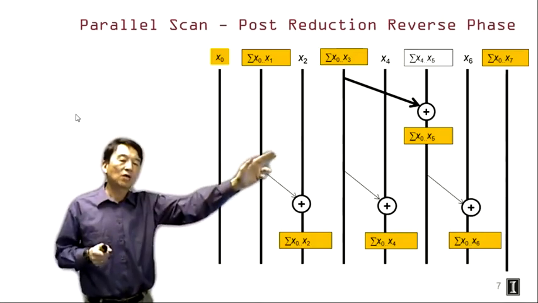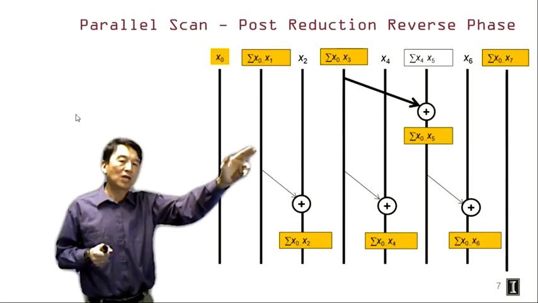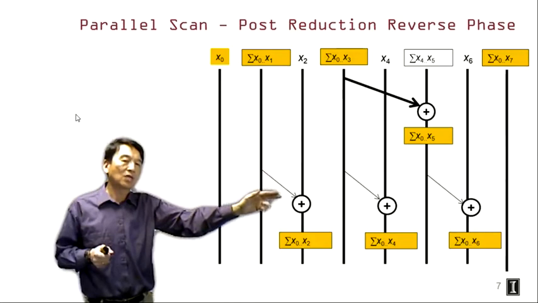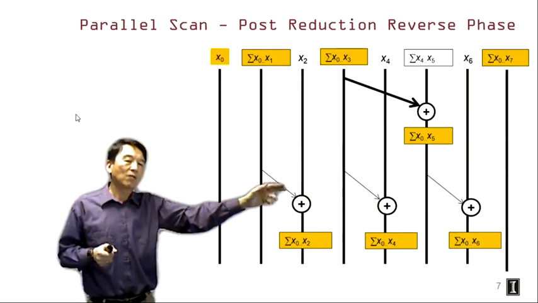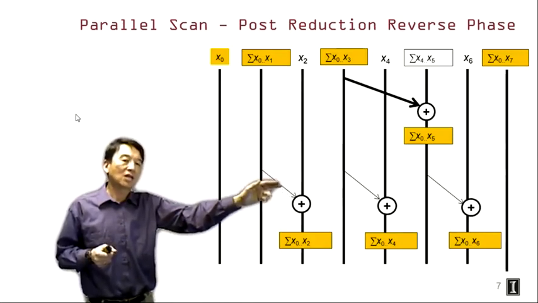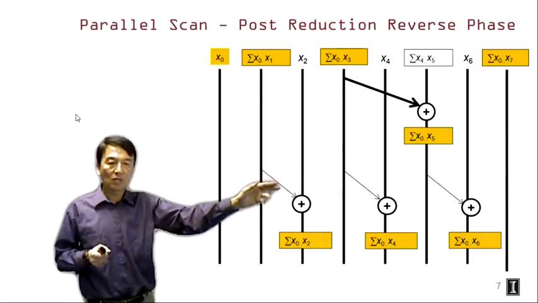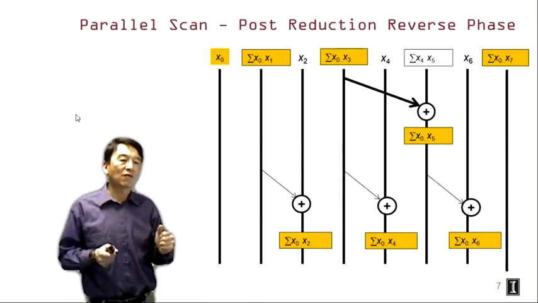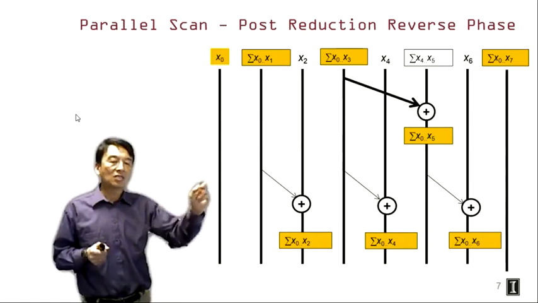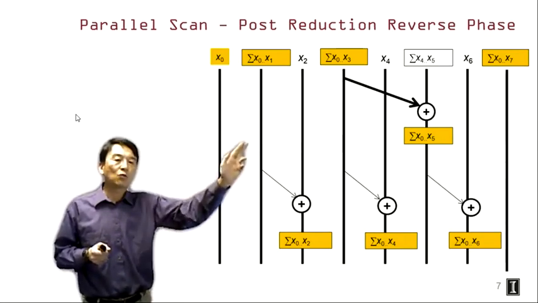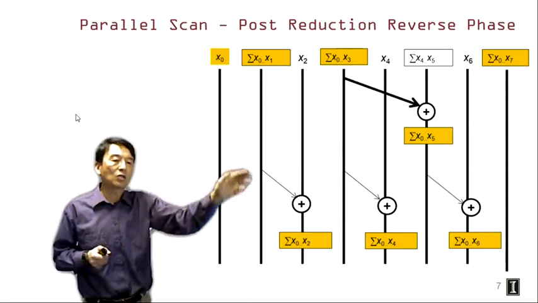So x2 can be brought to the final value by just adding the sum of x0, x1 into it. And then x4 can be brought to the final value by just adding the sum of x0 through x3 into it. And x6 can be finished by just adding the sum of x0 through x5, which we produced in the previous iteration, into it.